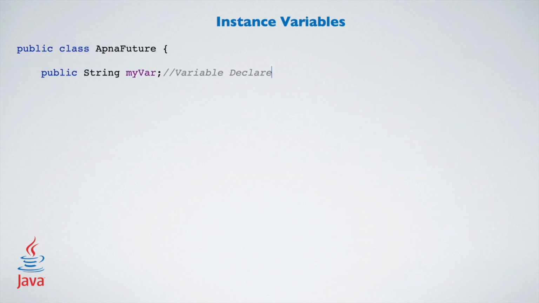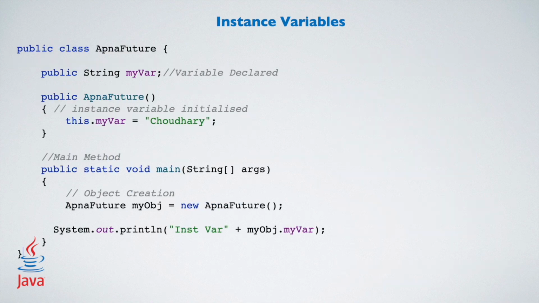Now instance variables. Again we have a class named ApnaFuture. Here public String myvar is written. With the help of this line we are declaring a variable named myvar. Its data type is String and public is its access modifier. Now we have a constructor of the class. Inside this constructor we are assigning a value to this variable, and here the value is Chaudhary.